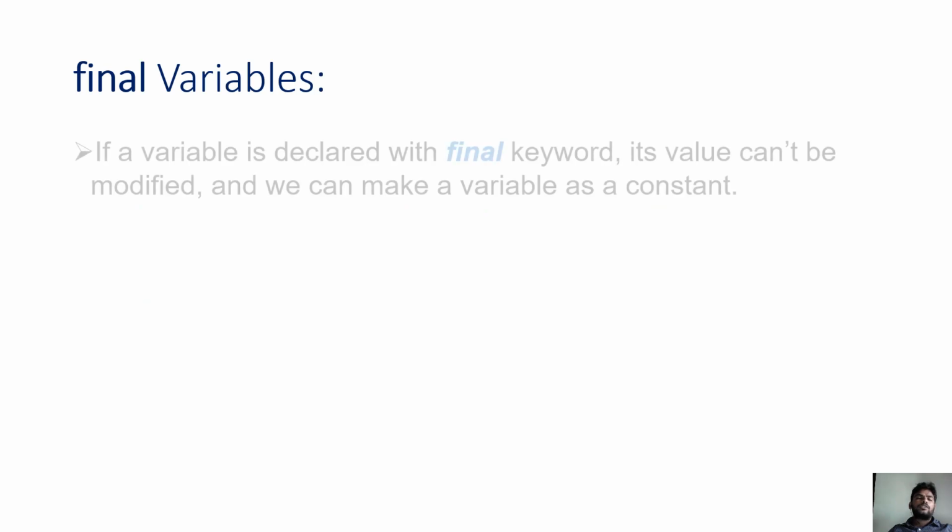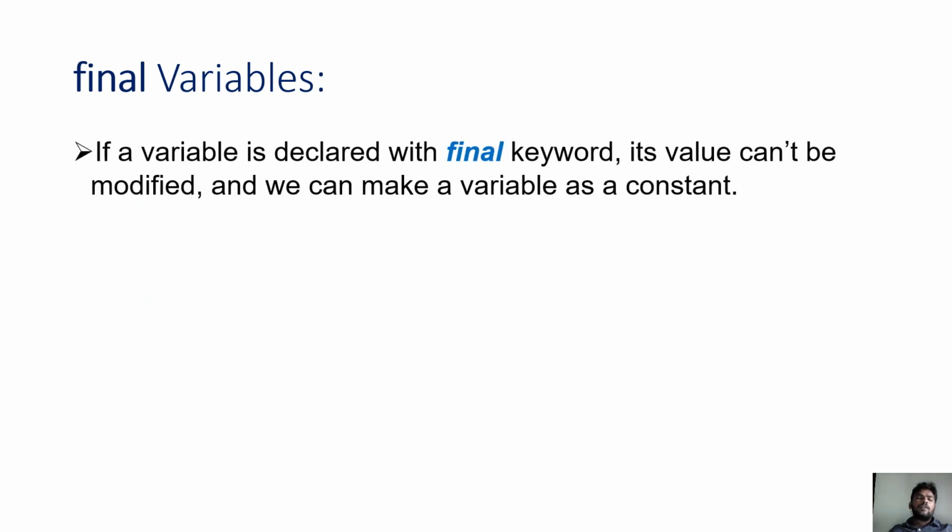Coming to final variables: if any variable is declared with the final keyword, its value cannot be modified, and we can make a variable a constant. If any variable is declared with final, then it becomes a final variable. Declaring a final variable means you cannot change that value, that is, you cannot perform a reassignment operation. So if you want to make any variable a constant, we can use the final keyword.